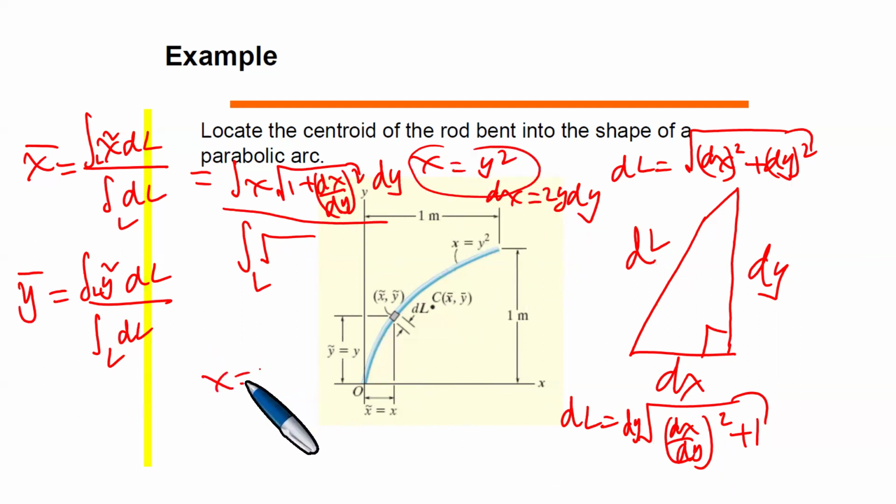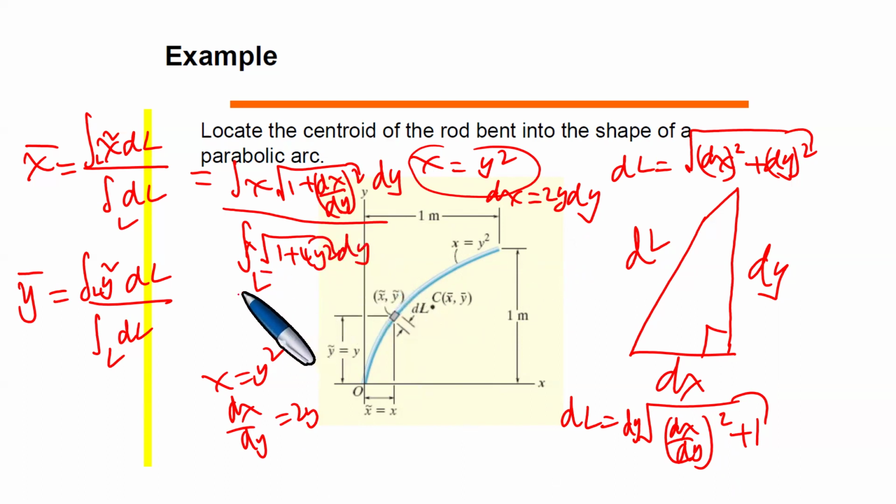If x itself is y squared, which means that dx dy is 2y, therefore it is 1 plus 2y, and then it becomes 4y squared dy. And therefore the top and the bottom have the square root as well. I'm just elaborating on the actual method, so take note of how we determine the coordinates of the centroid of the rod in question.